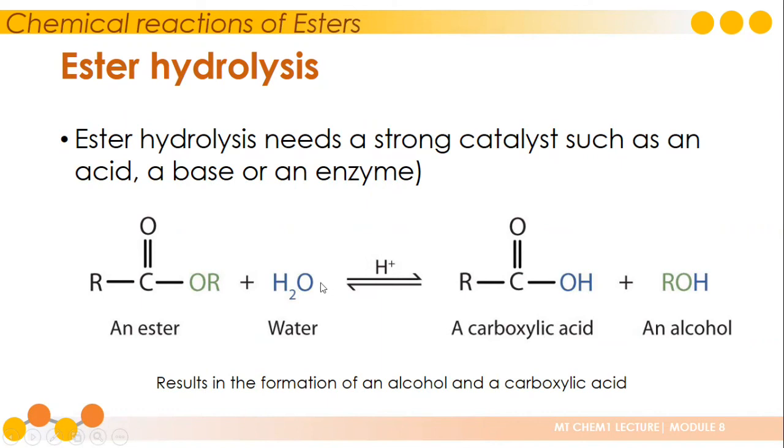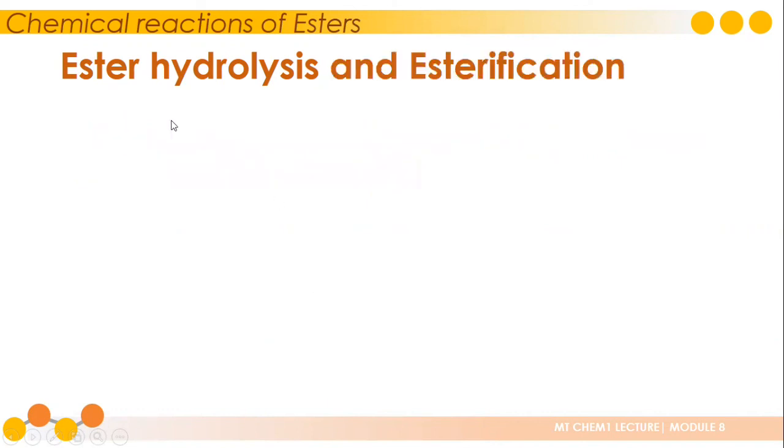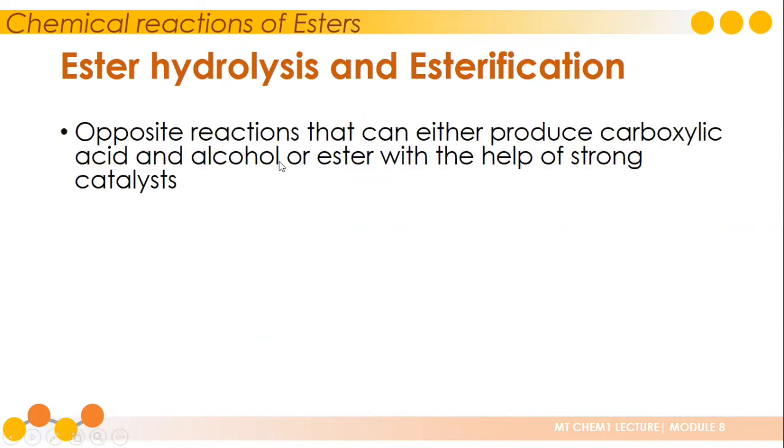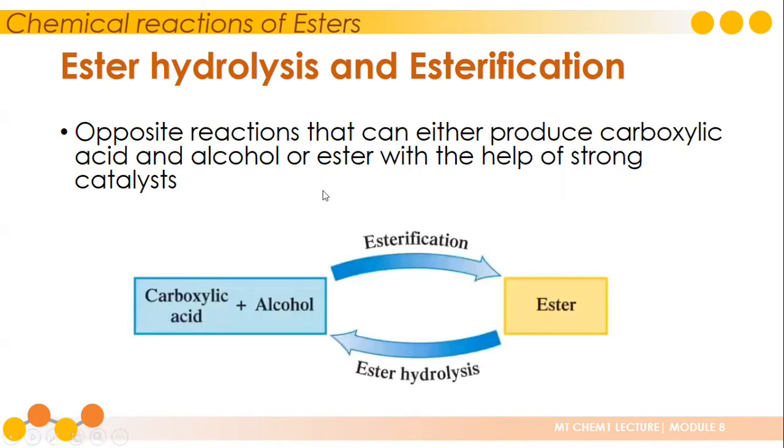So you might notice it by now. If we are to compare ester hydrolysis and esterification, they are opposite reactions that can either produce carboxylic acid and alcohol or an ester with the help of this strong catalyst. We've discussed earlier, during the discussion of esters, the esterification wherein we produce esters by combining carboxylic acid and alcohol. Ester hydrolysis is the opposite. We are producing carboxylic acid and alcohol by simply adding water to esters.